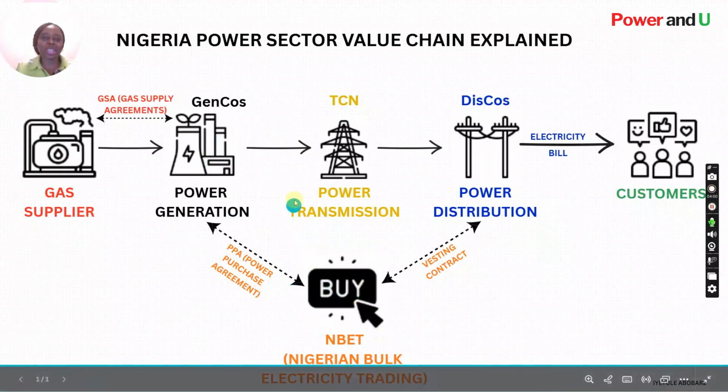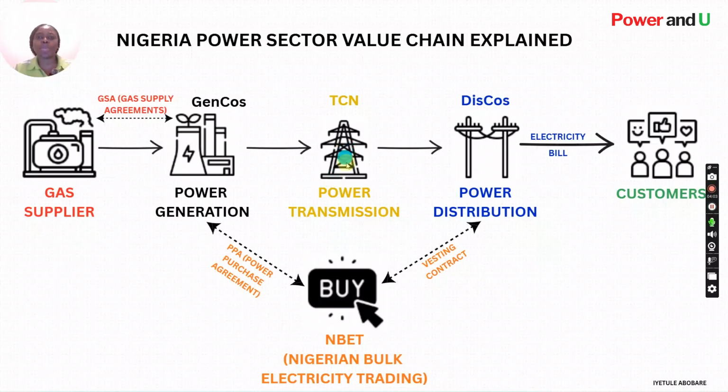Embed in turn transmits that power through the Transmission Company of Nigeria, TCN, to the discos. Upon purchase of that power, the disco then distributes the power to the customers. When we look at all the players in the power sector value chain, starting with the gas supplier, we have a lot of gas suppliers. There are indigenous companies like Seplat and the likes that play in that space. There are also international oil and gas companies like Shell, Chevron, and the likes.